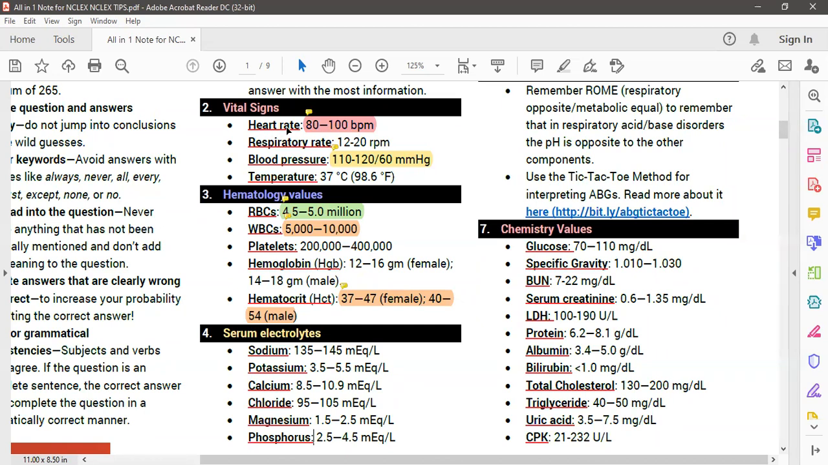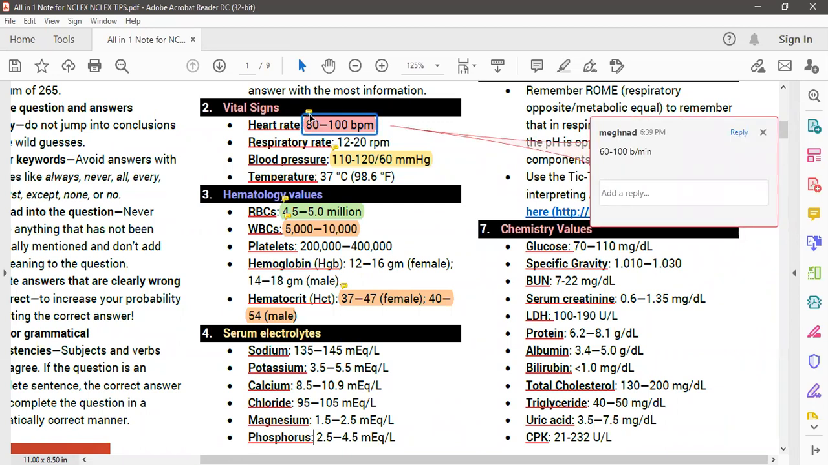Heart rate normal is 80 to 100 beats per minute. And some books say it is 60 to 100 beats per minute. If the heart rate is less than 60 beats, we call it bradycardia. If the heart rate is more than 100 beats per minute, we call it tachycardia.